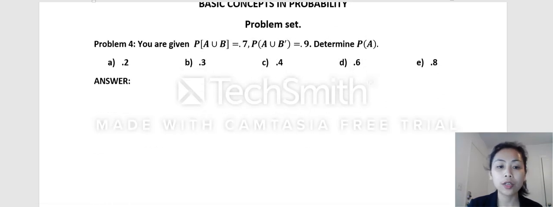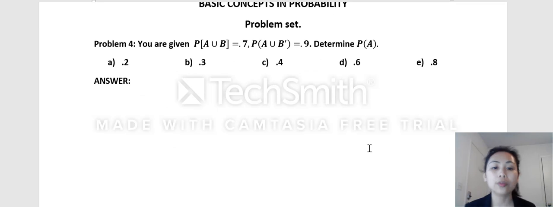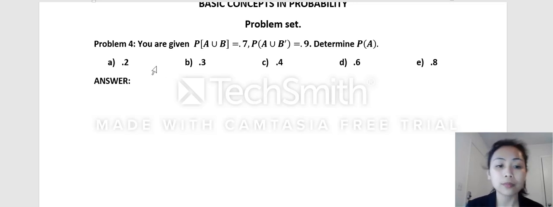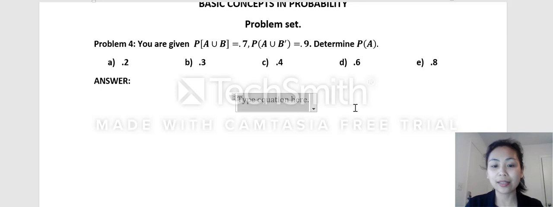Problem number 4. You are given probability of A union B is 0.7. Probability of A union with B prime is 0.9. Determine probability of A. Before I work on this problem, I want to give you one thing maybe you didn't know. That is probability of AB plus probability of AB prime equal to probability of A.